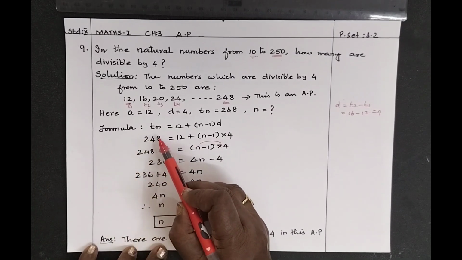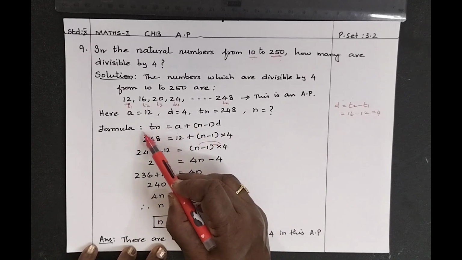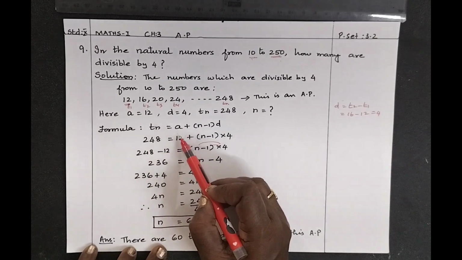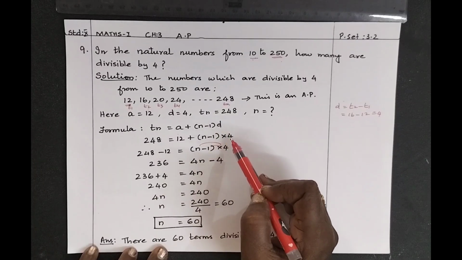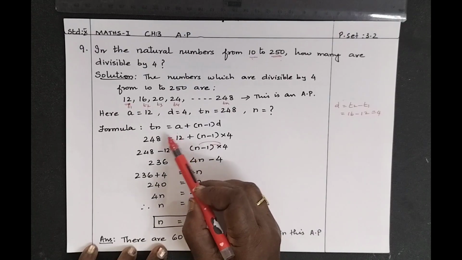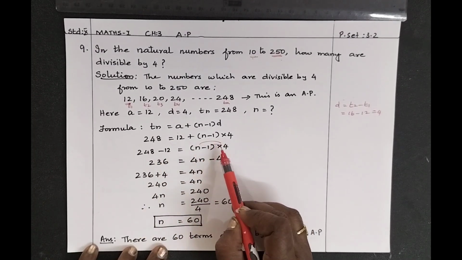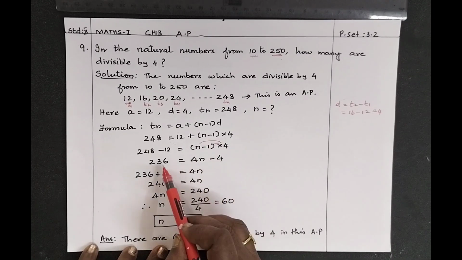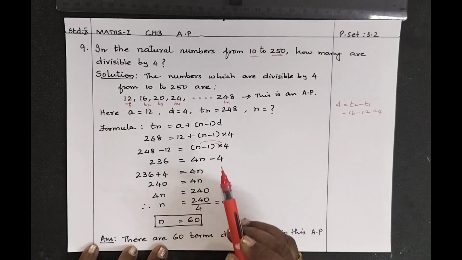Write the Tn formula. Tn equal to a plus n minus 1 into d. Substitute the values. Since we know this value 248, substitute here 248, which is equal to a, which is 12, plus, we don't know what is n, so n minus 1 into d, which is 4. So now 248, this is plus 12, bring it to the other side, minus 12, which is equal to, now open the bracket, n minus 1 into 4, so 4n minus 4. So here this is 236. 236 is equal to 4n minus 4.